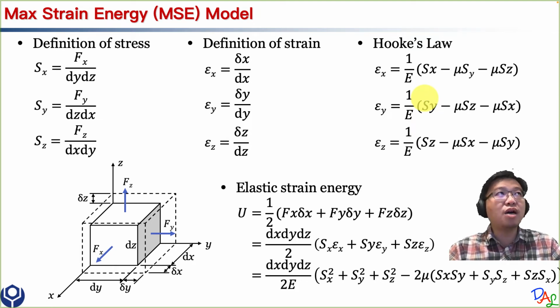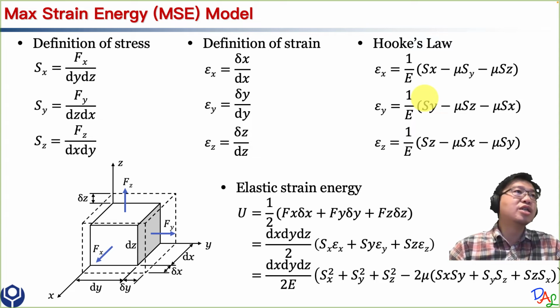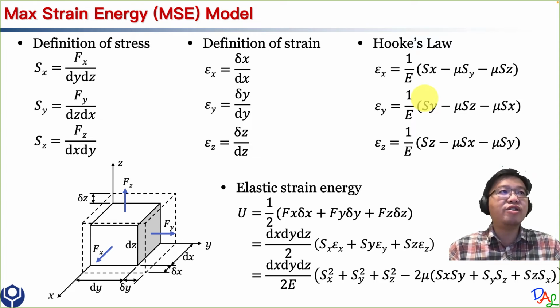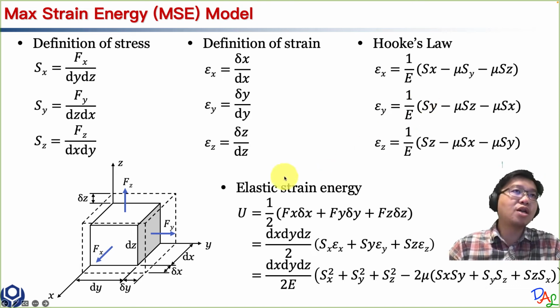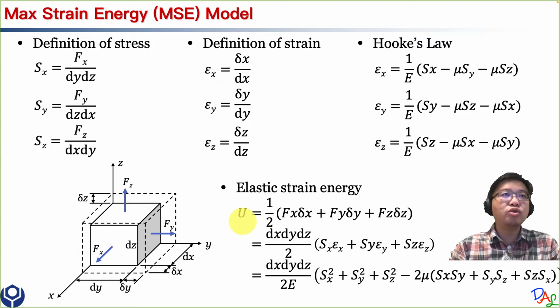Since this is a maximum strain energy model, we should try to derive the elastic strain energy based on the deformations that were caused by the three forces on each direction. And we know for a spring, the strain energy equals 1/2 times F times delta x, 1/2 Fx. This is something we already know from the past, so I'm not going to derive this.